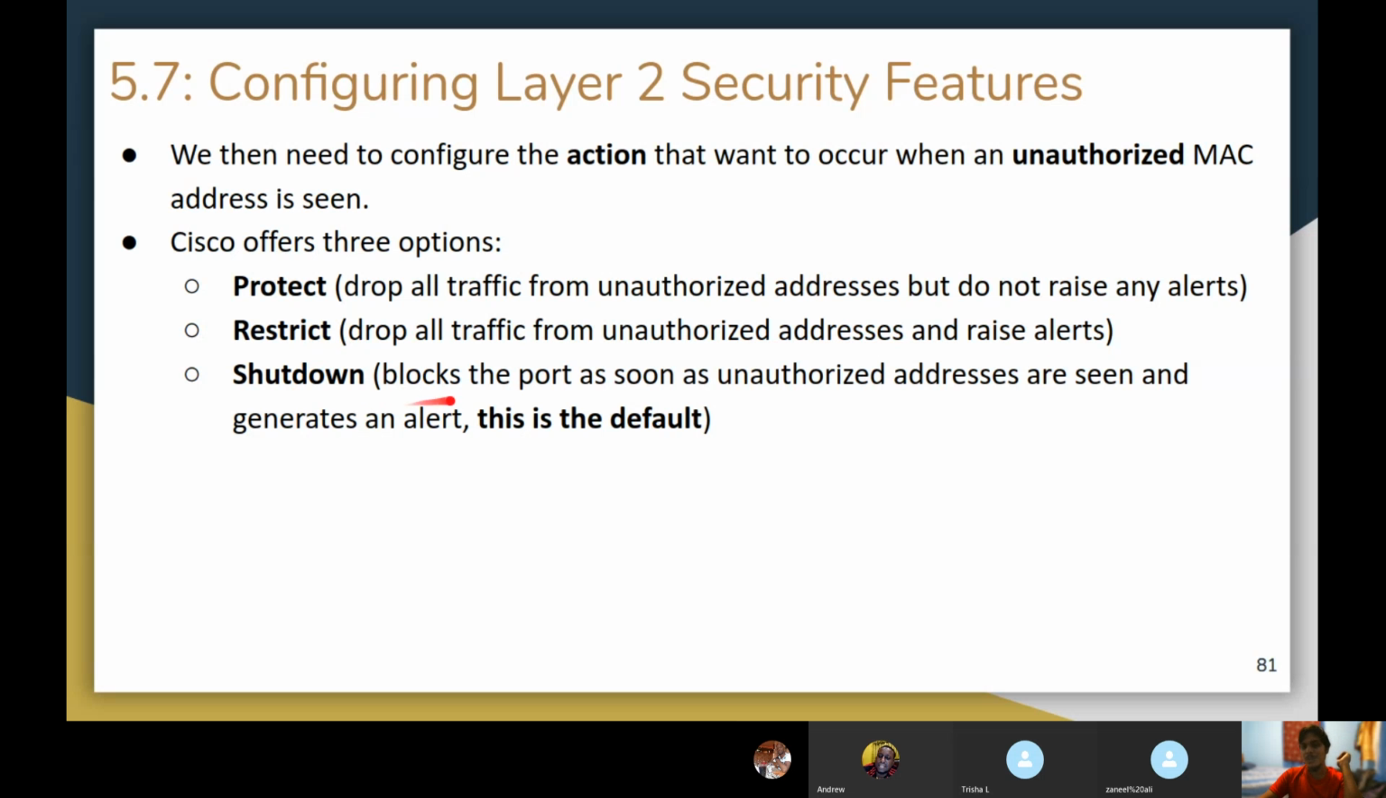And then shutdown will block the ports as soon as unauthorized addresses are seen and it will generate an alert. And this one will affect the desktop as well. So the genuine person that was connected there before, the port is now shut down. So they obviously can't transmit any frames through that port as they were doing before. And this is the default. So you need to know how much you want to balance your security and the usability. Because in this case, the person can't use that port again until you fix it. So they will have no connectivity to the rest of the network.